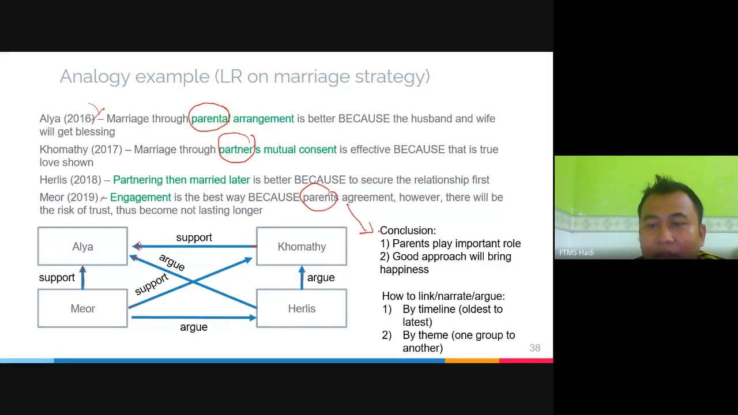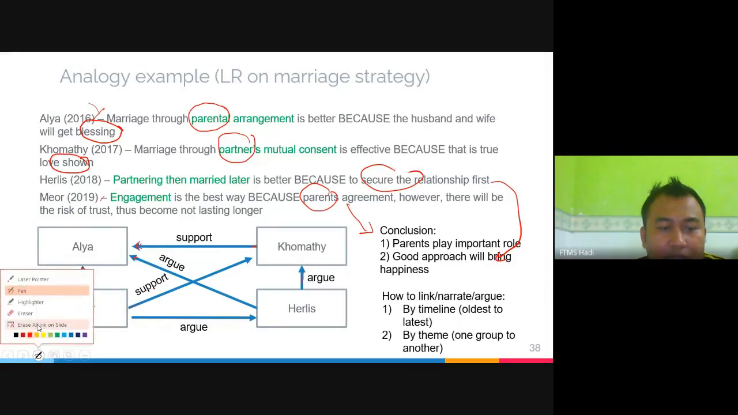See, parents play an important role in marriage strategy. And then a good approach will bring happiness, because this one is blessing, true love, secure relationship. So this one is linked to the second conclusion. So that is how analogy works.